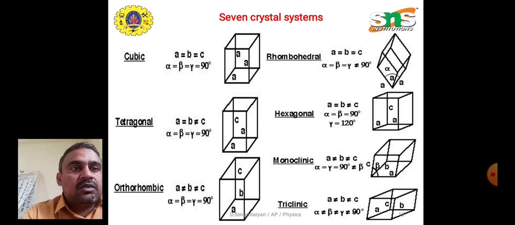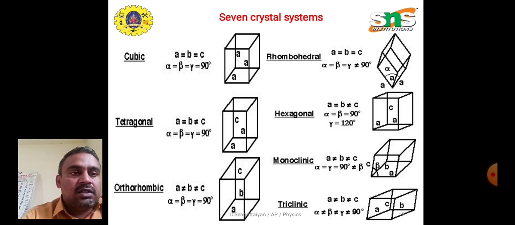The fourth system is rhombohedral, with axis lengths a equal to b equal to c, and alpha, beta, gamma equal but not equal to 90 degrees. Then hexagonal, with axis lengths a equal to b but not equal to c, alpha and beta equal to 90 degrees, and gamma equal to 120 degrees. Then monoclinic, a not equal to b not equal to c, with alpha and gamma equal to 90 degrees but beta not equal to 90 degrees.